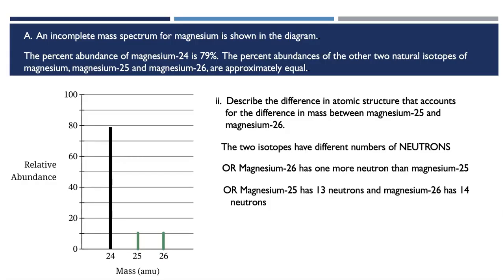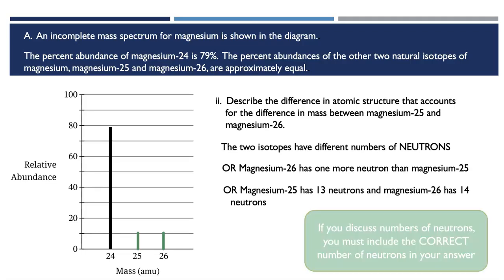If you talk about protons or electrons, you don't get any credit. The other thing is that if you did talk about the numbers of neutrons for magnesium-25 and for magnesium-26, you had to have the correct number of neutrons. And that's what you needed to talk about to earn 1 point for A Part 2.